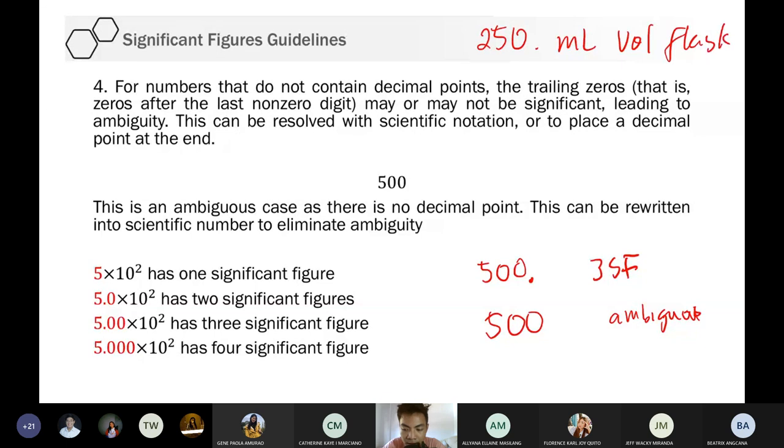Baka isipin nyo that decimal point is just written there for no reason at all. No. The reason why the decimal point is written there is that it tells you that the zero at the end is considered significant. So your final answer must be written in three significant figures.